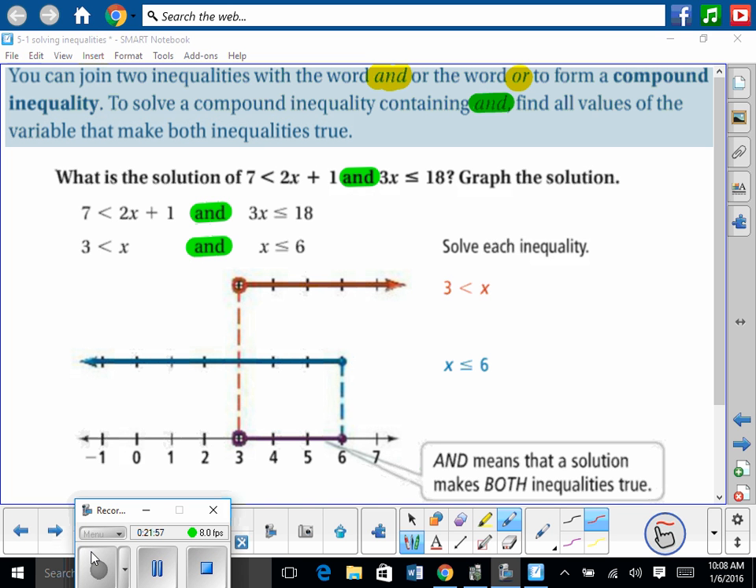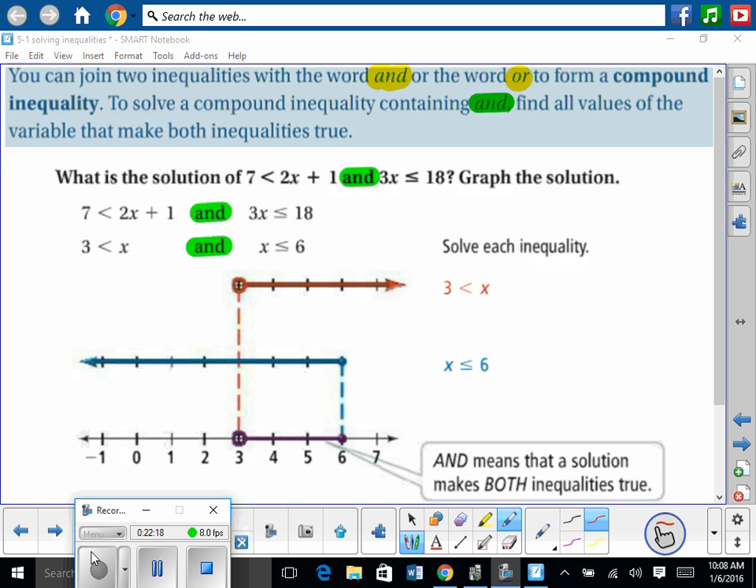So compound inequalities is when you join two inequalities with the words and or or to form a compound inequality. So you're going to have two inequalities, and you're going to solve each of them, and then with and or or it depends on what your solution is. So here's a good way to remember it in general. And means picky. So and means intersection.